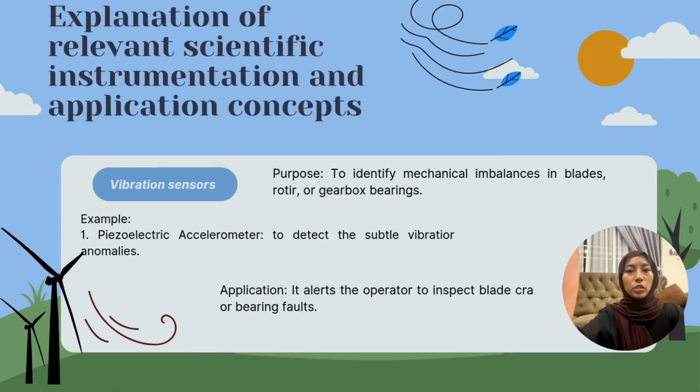Next is vibration sensors. The main purpose is to identify the mechanical imbalance in blades, motor, or gearbox bearings. The example is piezoelectric accelerometer. It will detect the subtle vibration anomalies. And lastly, the application is it will alert the operator to inspect the blade cracks or bearing faults.